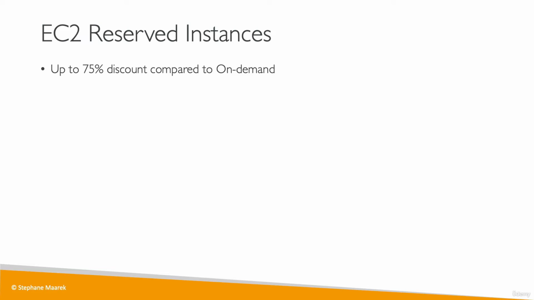So these will give you about 75% discount compared to on-demand. And you have a reservation period. You can choose 1 year or 3 years. If you choose 3 years, then you're saying to AWS, hey, I'm willing to book this instance for a longer period of time. So AWS will say, okay, I will give you an even bigger discount.